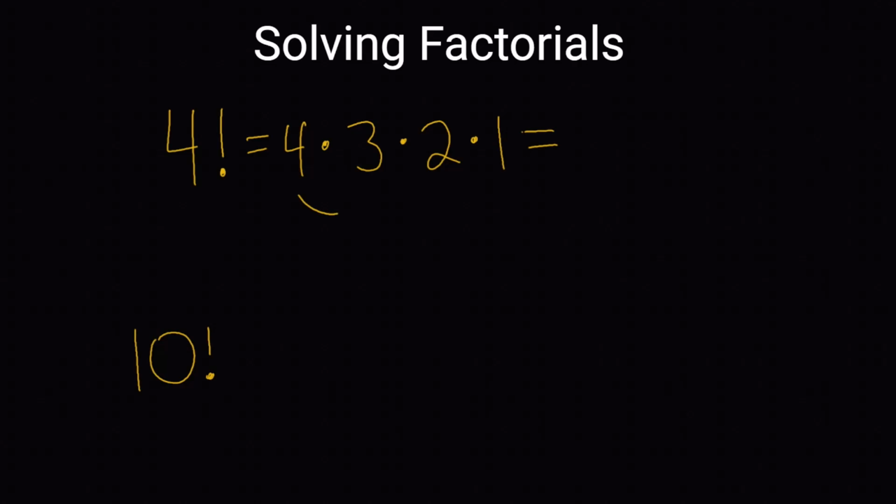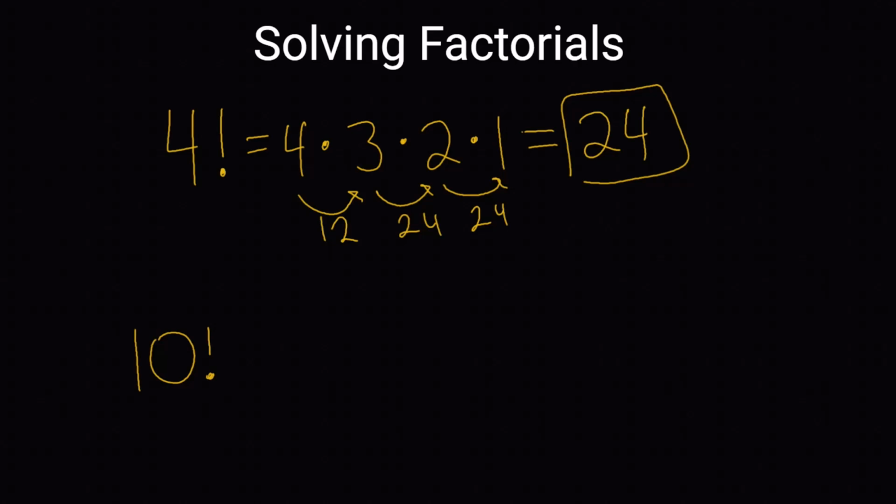Well, 4 times 3 gives me 12. 12 times 2 gives me 24. And then 24 times 1 is just 24. So 4 factorial is 24.